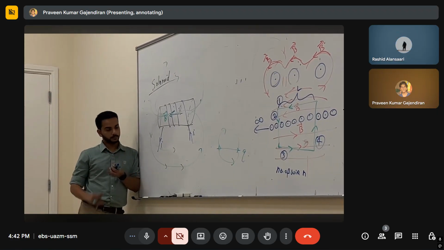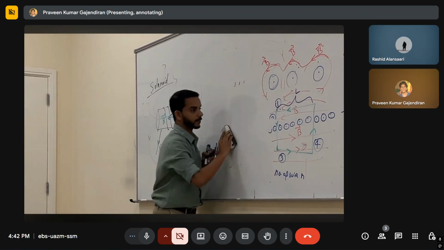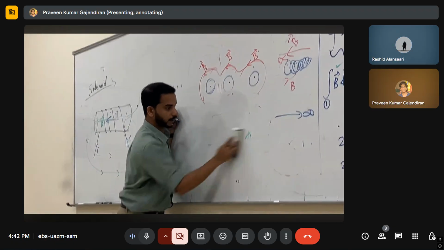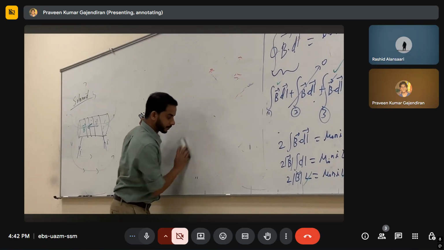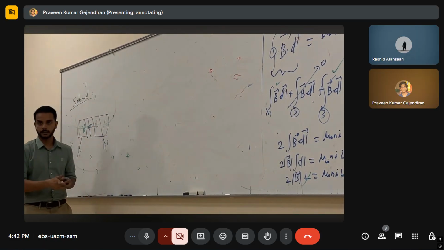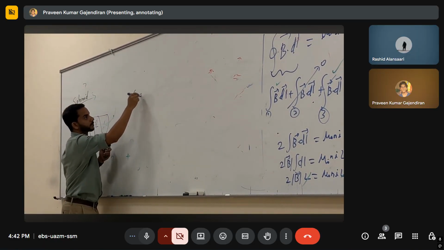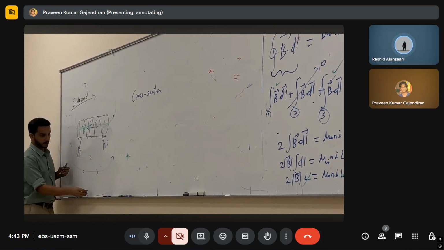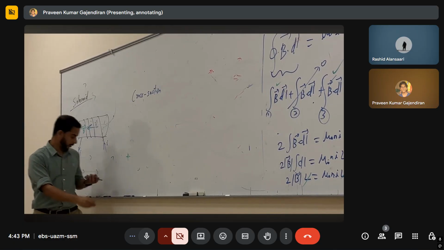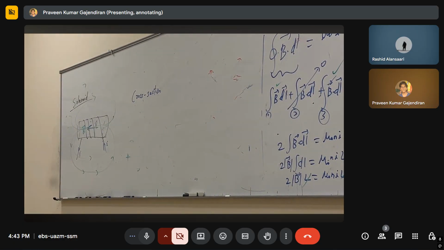Okay. Now, how do you find the inside magnetic field for this kind of solenoid? Whenever you have a wire wound like this, you always check the cross section. So the cross section will be of this one. We have 2 minutes. I'll finish it, okay?